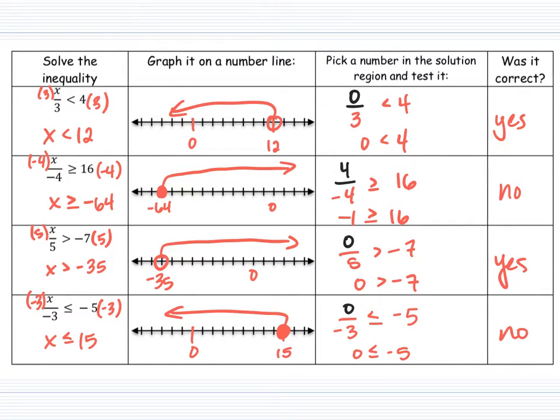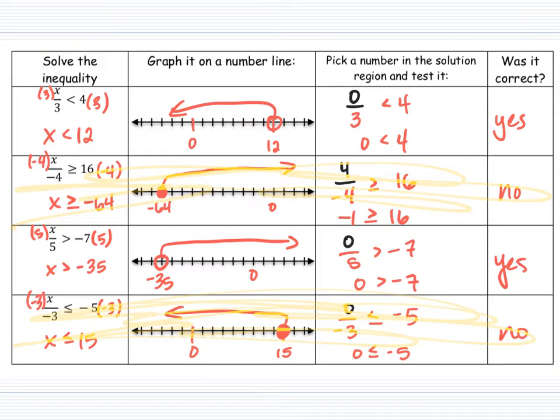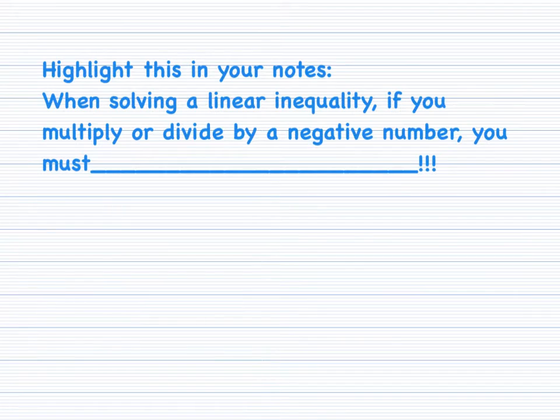So once again, we have some here. This line here didn't work. This line here didn't work. And if we go back to the previous slide, here we divided or multiplied by a negative, and here we multiplied by a negative, and none of those solutions worked out.